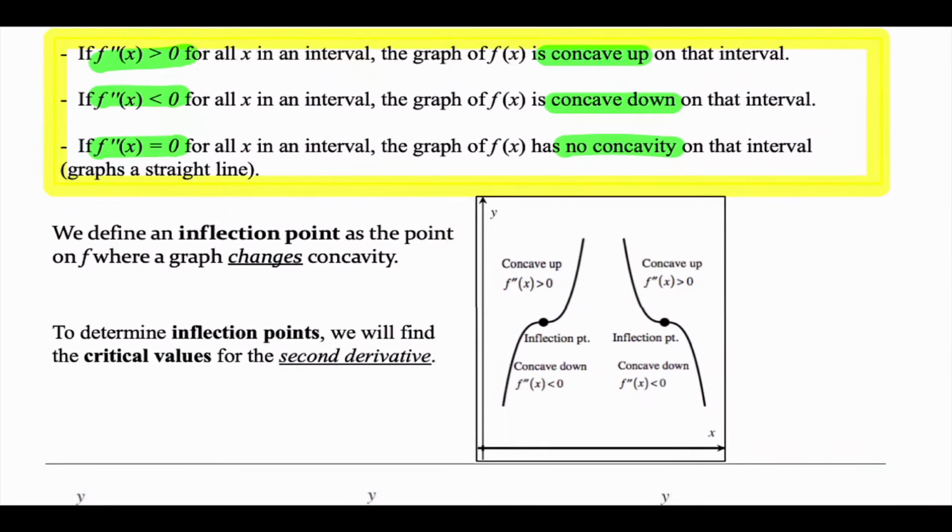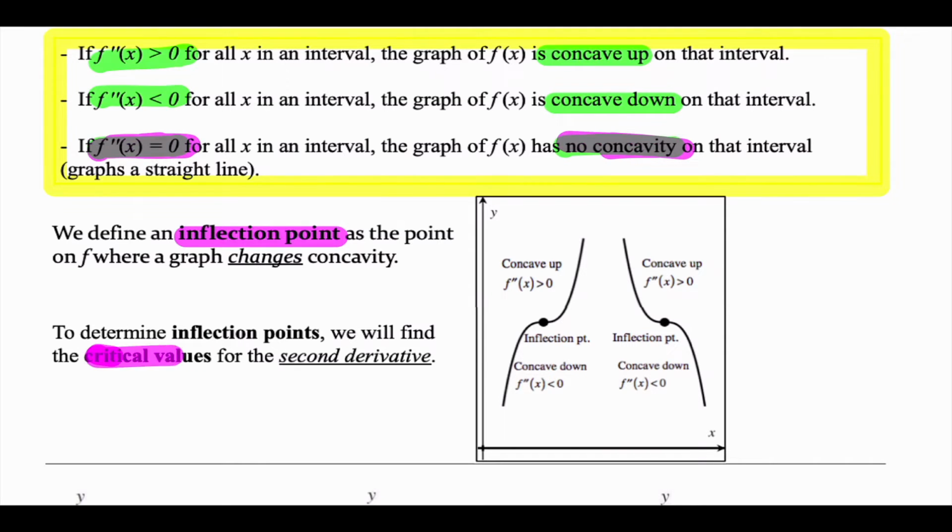Okay? So if it's 0, what does it look like? It's called an inflection point. It's not called a critical value. It is technically a critical value, but it's got a different name. So when it's equal to 0, it has no concavity, and it's called an inflection point. One of the biggest questions they're going to ask you is, where are the inflection points?